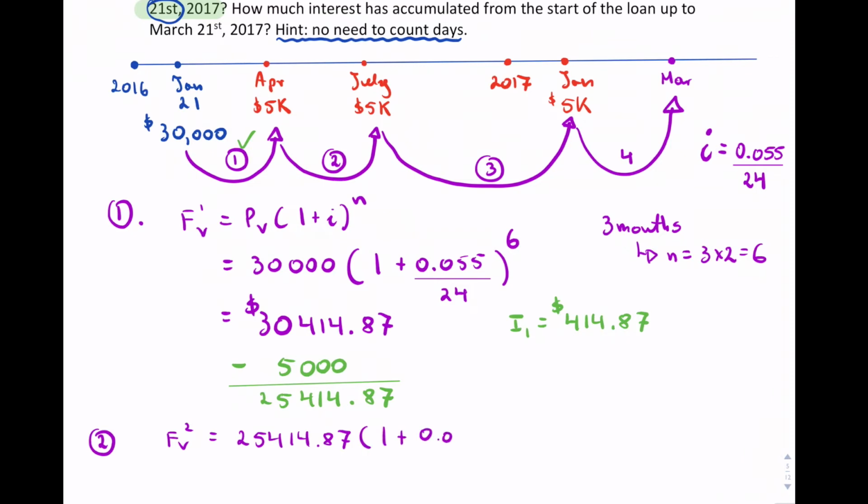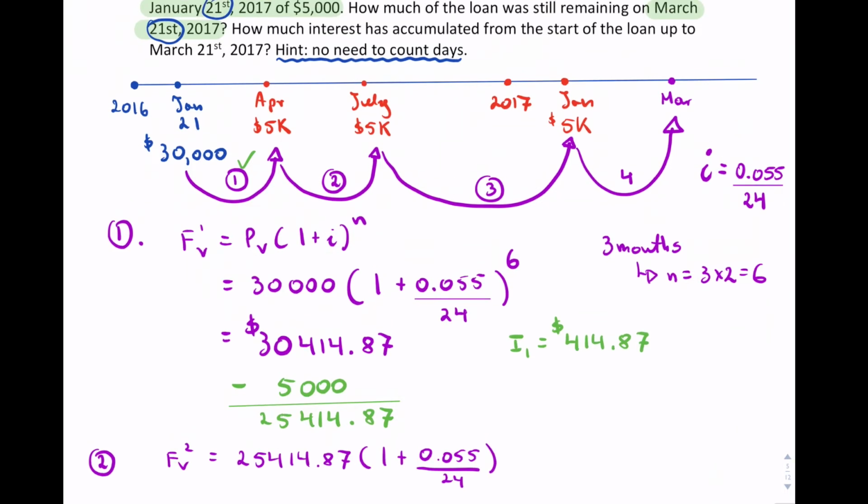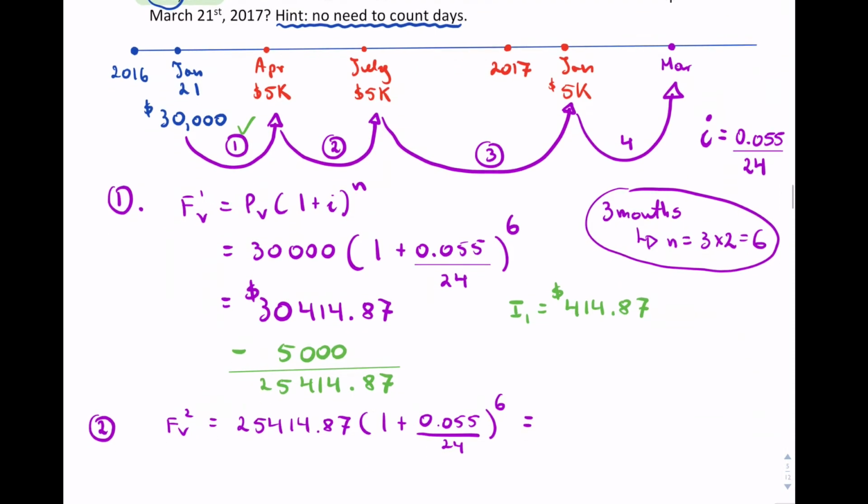So let's do that. Okay, now we need to know how many months. From April to July, that's May, June, July. So again, it's actually 3 months, and we have done that right here. So 3 months, we know that is 6 terms. So let me equate that in. Now we can punch it into the calculator.